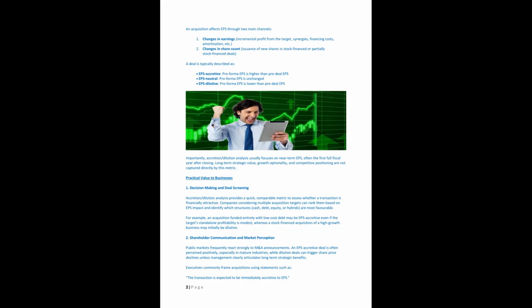It's important to note that this analysis typically focuses on near-term EPS, often looking at the first full year after the deal closes, and does not directly capture long-term strategic benefits or growth opportunities. From a practical standpoint, accretion and dilution analysis helps businesses quickly evaluate the financial impact of different acquisition options and decide which targets and deal structures are most favorable. For example, a deal funded mostly with low-interest debt might be immediately accretive, even if the acquired business is only modestly profitable, while a stock-funded acquisition of a fast-growing company might be initially dilutive.